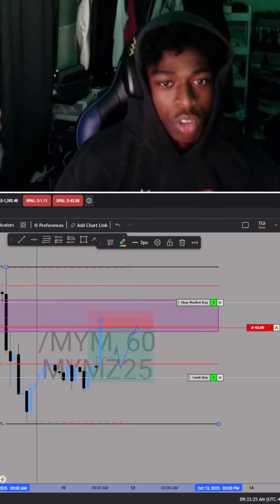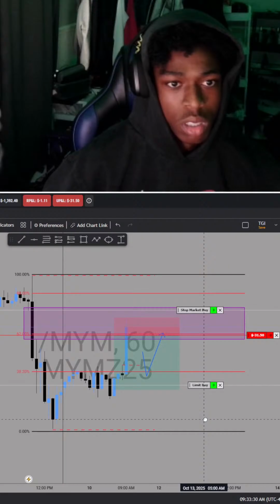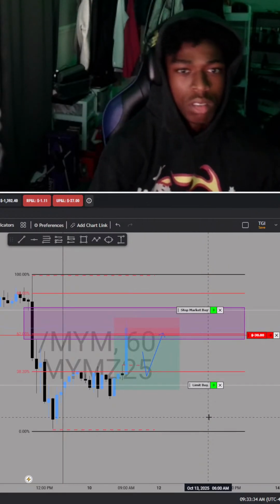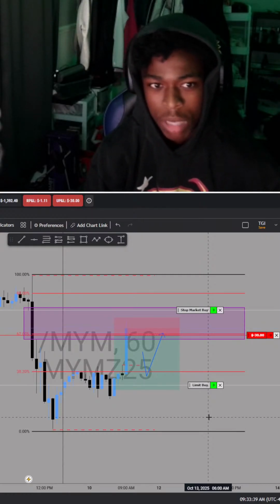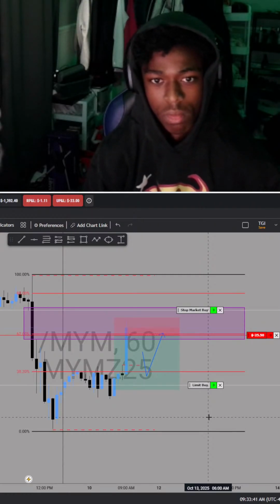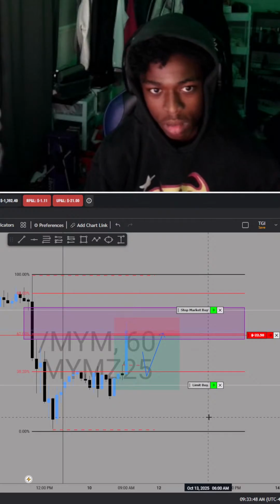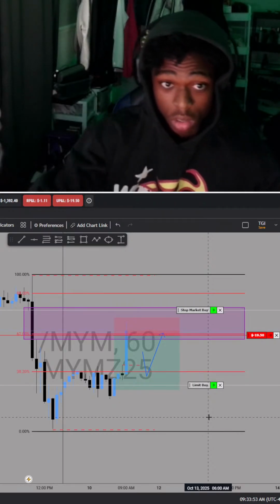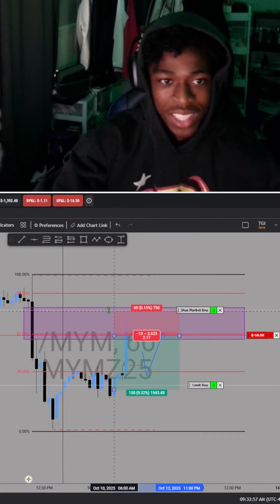Rejection not looking too strong, but I'm trusting it. I just, nah, I like this gap play. I do like this gap play. I'm confident in it. Price open bullish. It's kind of holding, but it's like it won't reject.